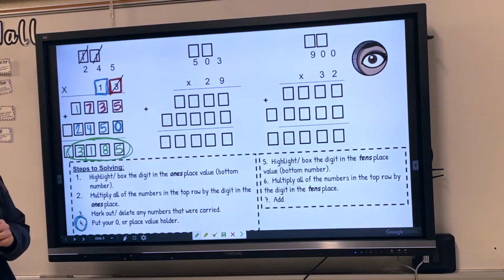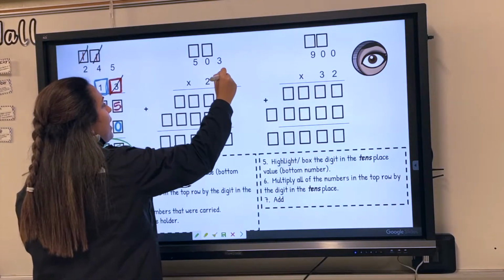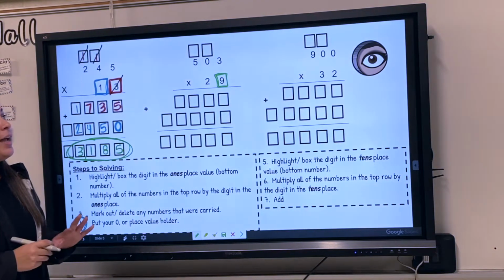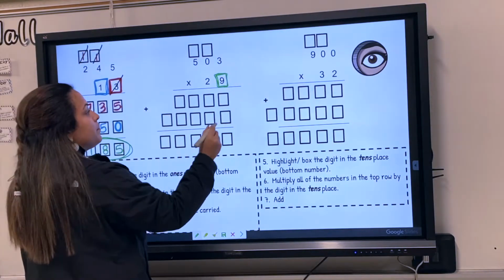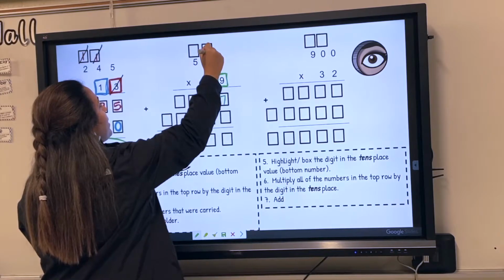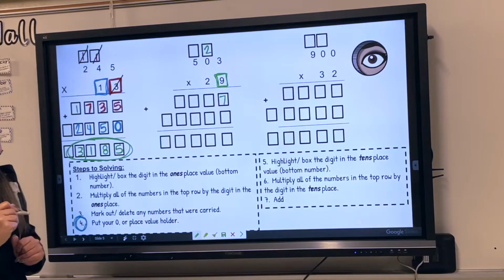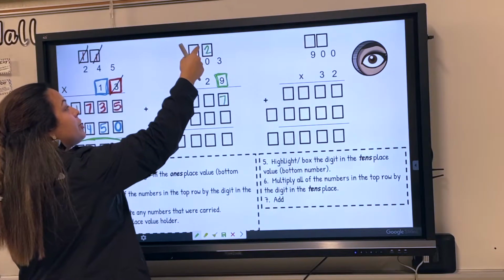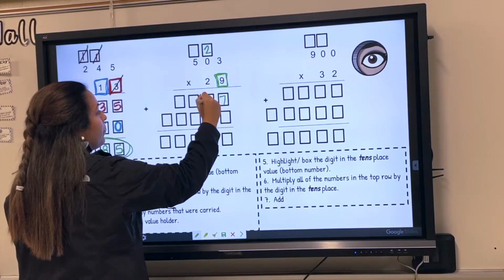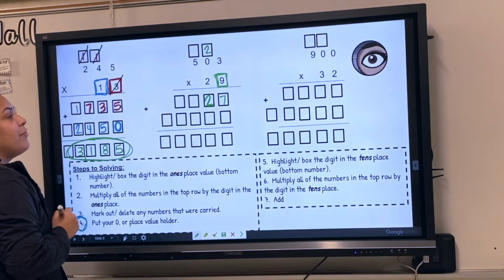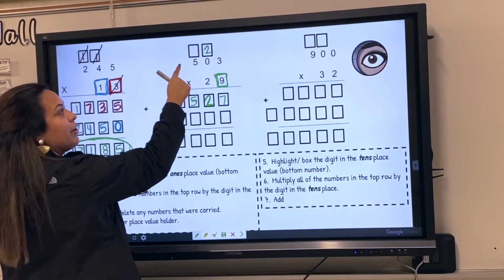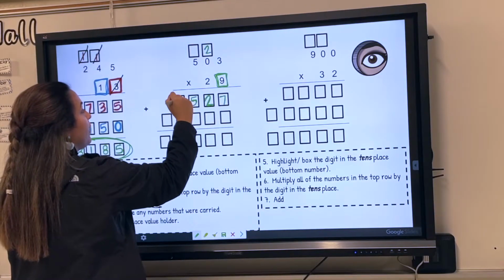All right, next problem. We have 503 times 29. I'm going to box that 9 and then start multiplying. 3 times 9 is 27. So I put my 7, carry my 2. 0 times 9 is 0, but 0 plus 2 is 2. And then 5 times 9 is 45. I don't have another number up top, so I'll just put the 4 with the 5.